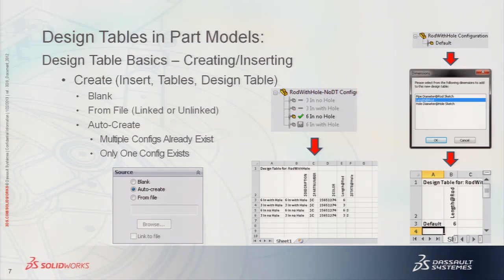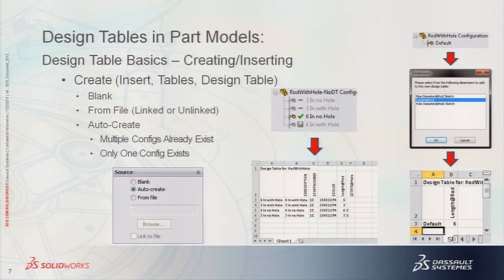Okay, creating the design table. In the part model or an assembly model, if we go to the Insert menu, go to Tables, go to Design Table, that's where the command is found. You have 3 choices in the property manager. If you look at this image, it's on the bottom here. You have blank, auto create, and from file.